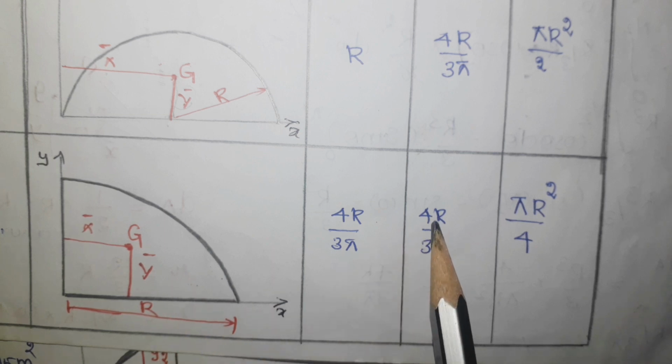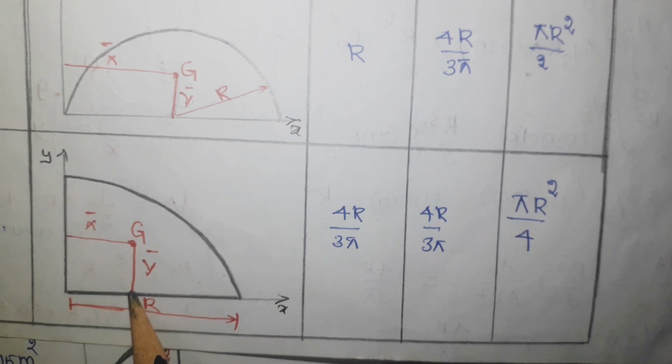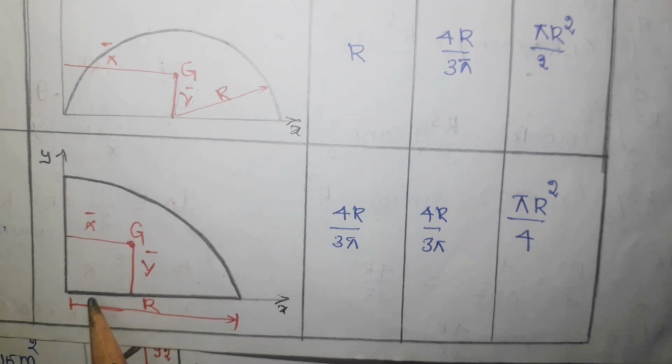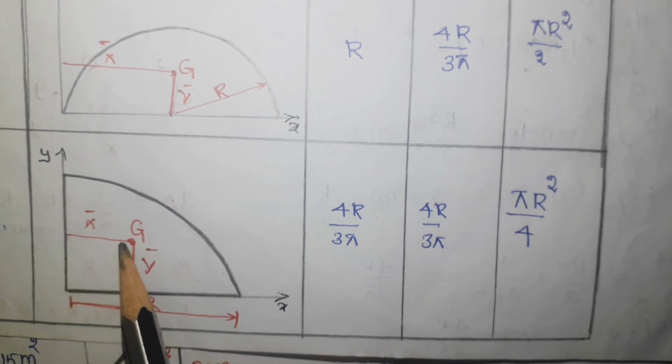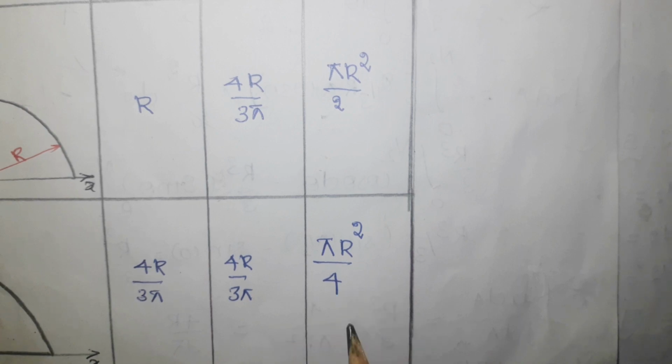Again y bar equal to 4r by 3 pi. Make sure that here the y bar is referred from this end, this radius end, and here also this radius end. And then finally the area, pi r square by 4.